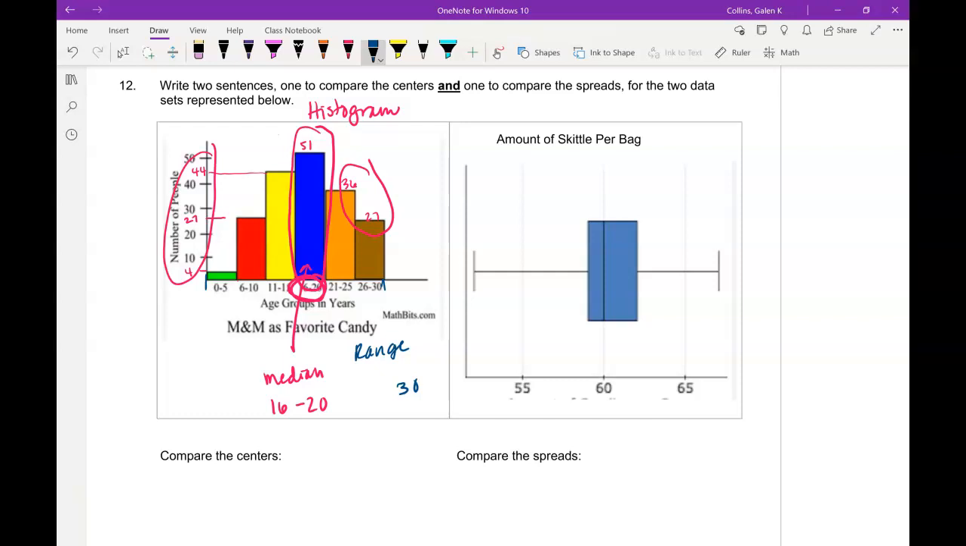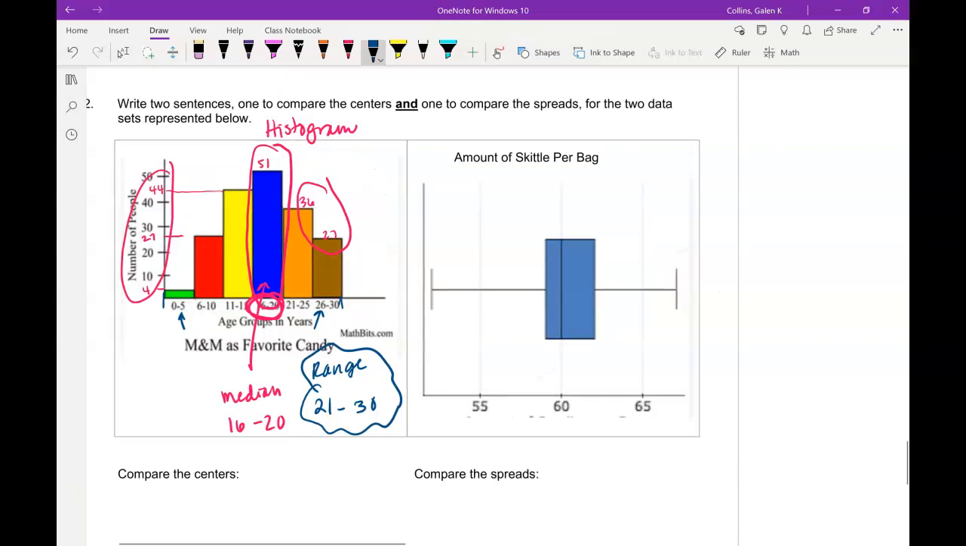So we could also assume that maybe the minimum is actually 5. And who knows, maybe the maximum age was actually 26. We can't tell that from a histogram. So if I did 26 minus 5, that would be 21. So our range is somewhere between 21 and 30. We can't tell exactly what it is.